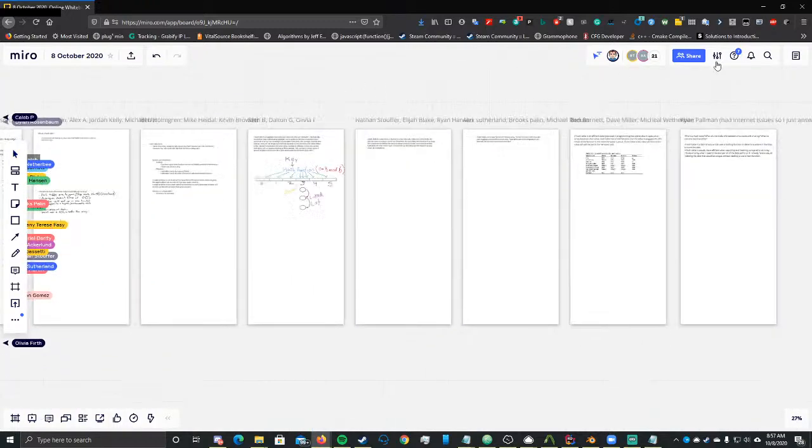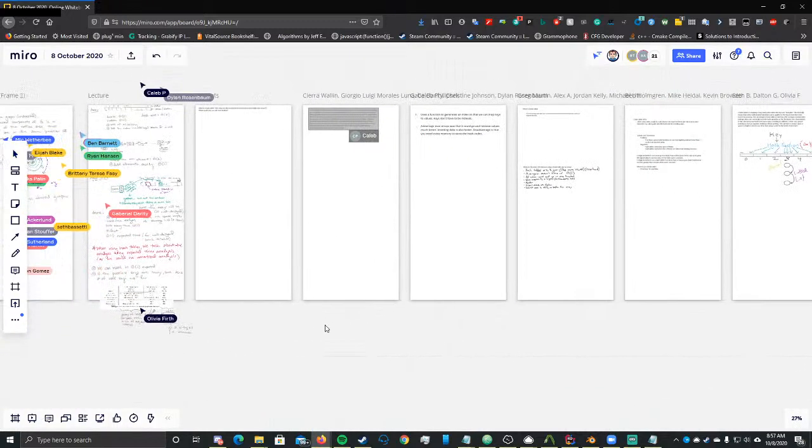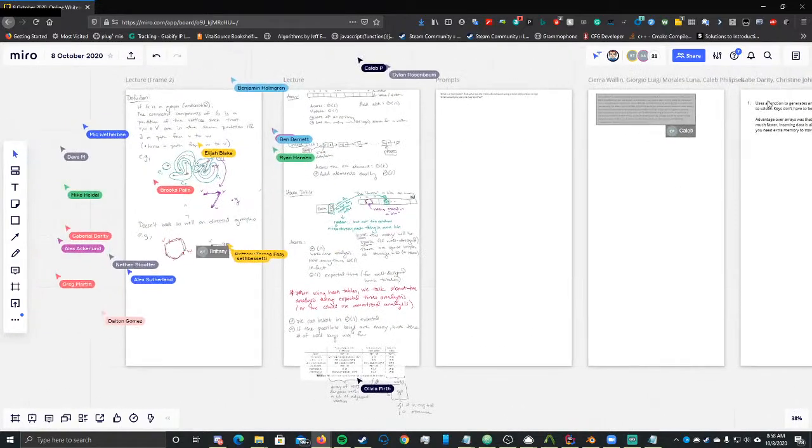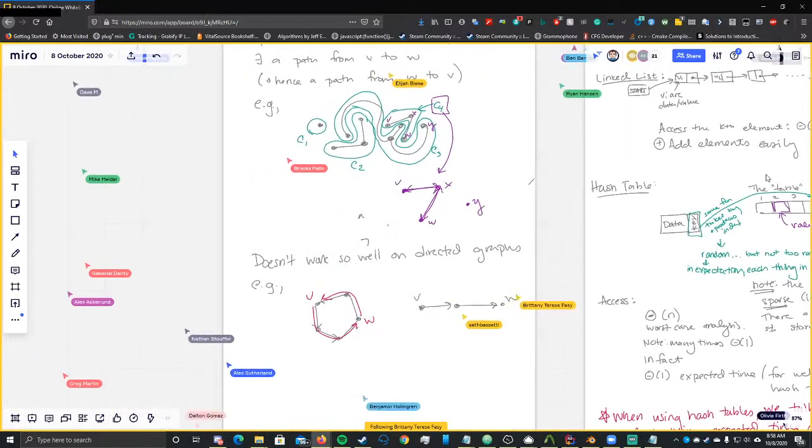But in this other case, if this is V and this is W, right? V can get to W, but W can't get to V.